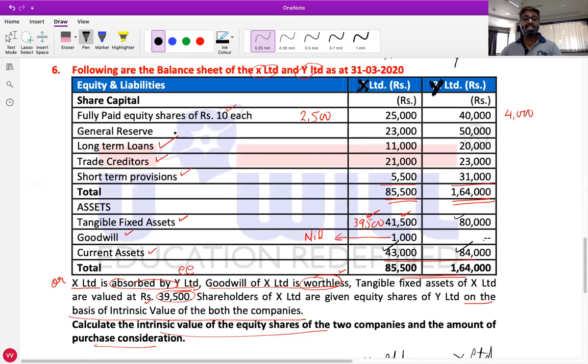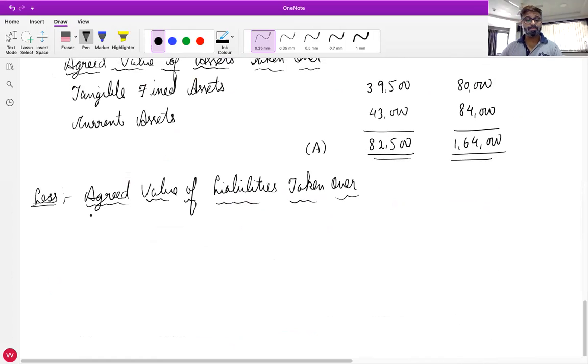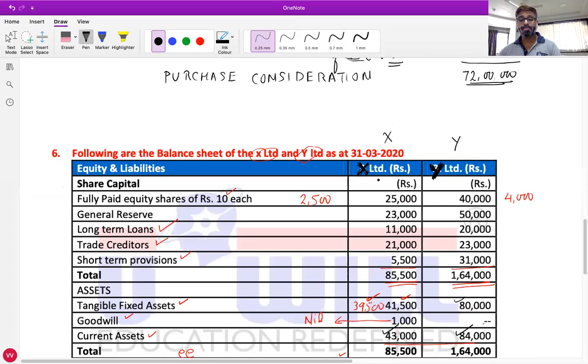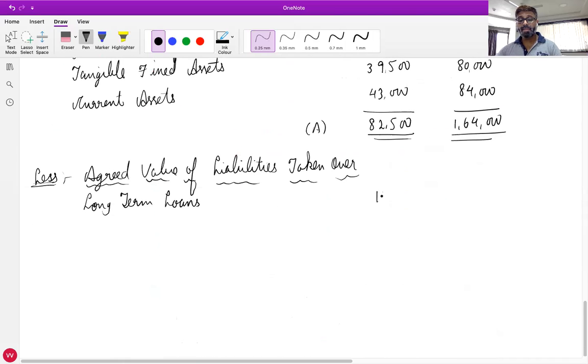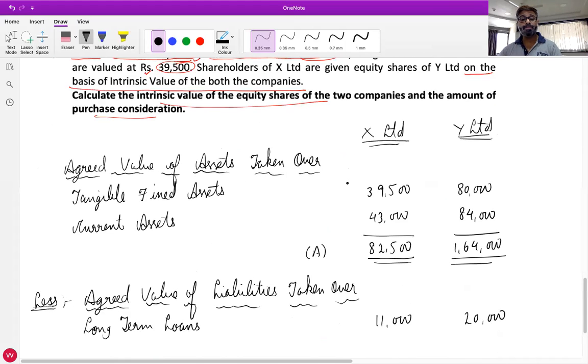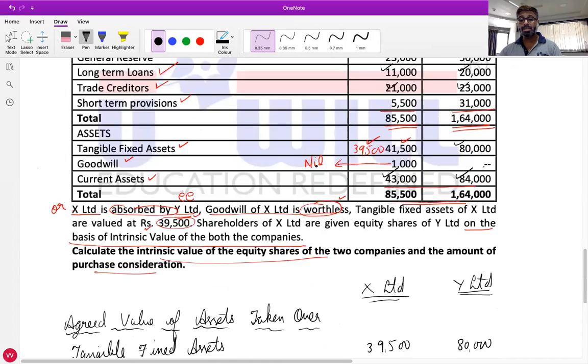Which are the liabilities? Will we take general reserve? No, liabilities means only external liabilities. Will we take long-term loans? Yes. So long-term loans: X Limited is 11,000, Y Limited is 20,000. Then creditors 21,000 and 23,000.